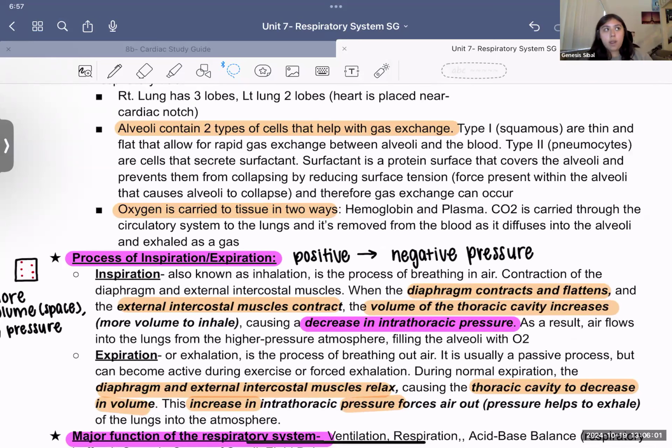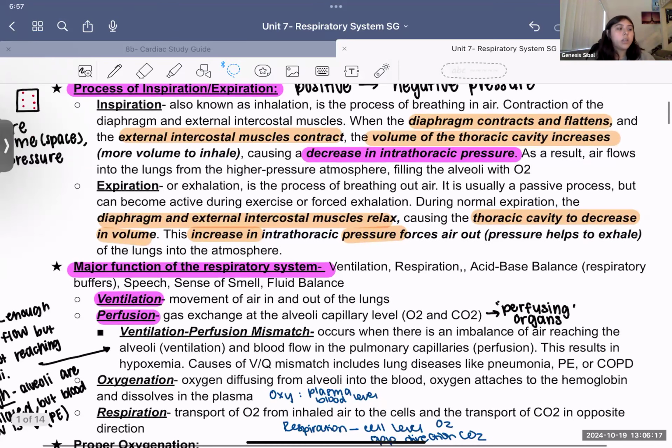So in your environment, you're having that positive place. Your volume is being increased whenever it's contracting, and then you're going to have that air be able to come in because it has a decrease in that pressure. So positive to negative. So then when we're talking about expiration or exhalation, it is the process of breathing out, right?